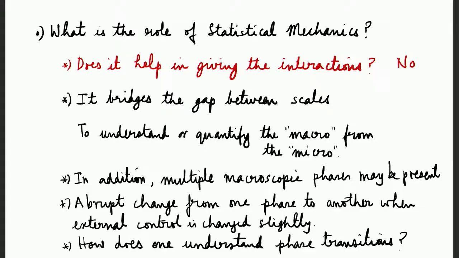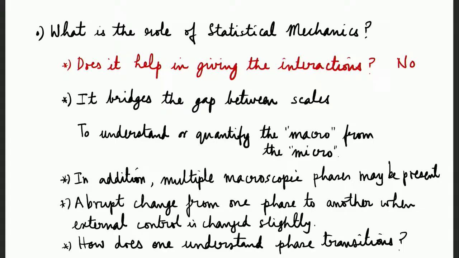So, in addition, you can have multiple macroscopic phases. For example, you can have gas, liquid and solid. But when I change temperature slightly, I am not changing the interaction between the particles per se, but it might go from liquid to solid. There is an abrupt change in phase at the macroscopic level, while at the microscopic level you are not doing anything much. So, how does one understand changes in phase from one to another, phase transitions? Can StatMech help you understand phase transitions?